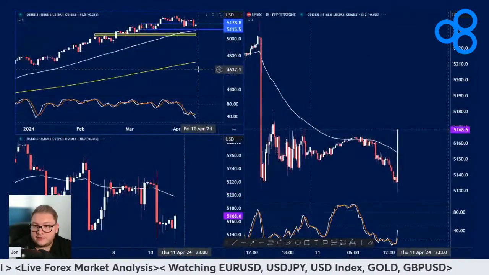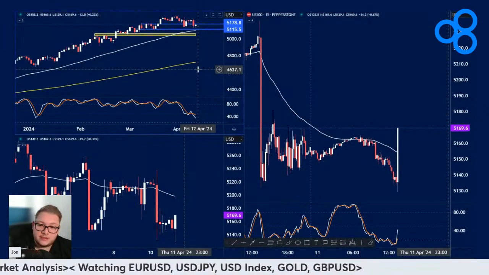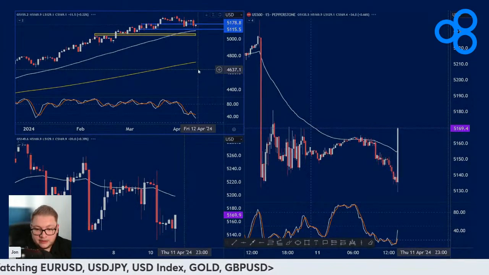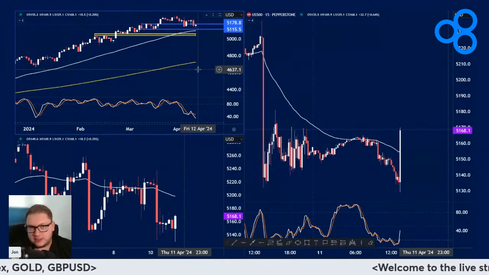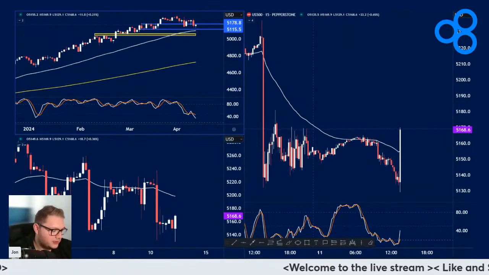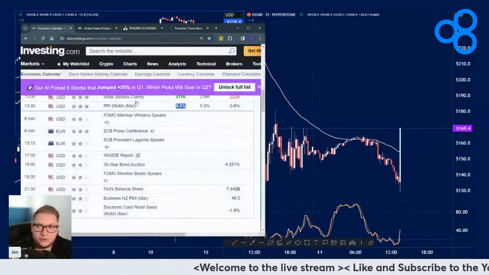Let's have a little look at how the stock market's taking this. Actually, stock market's taking this pretty well. Again, what does that mean? Does it mean that the June cut is back on? I don't think so, but does it give a little bit more into that?